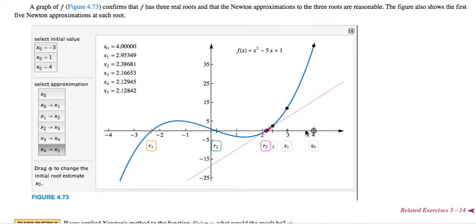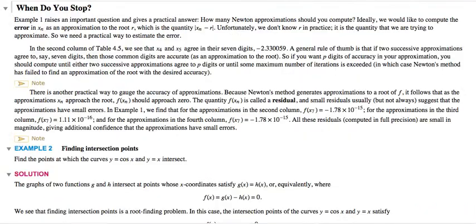You can see for the first time our fourth and fifth estimates aren't exactly the same, and that's because our initial guess of 4 was so far off. Here your book gives 2 methods for when to stop calculating Newton's approximations.